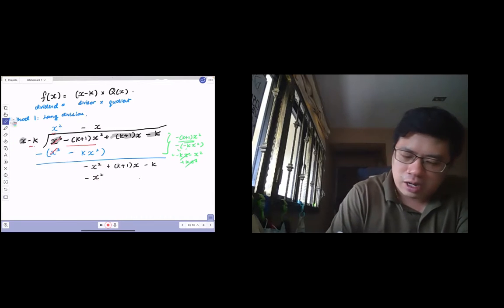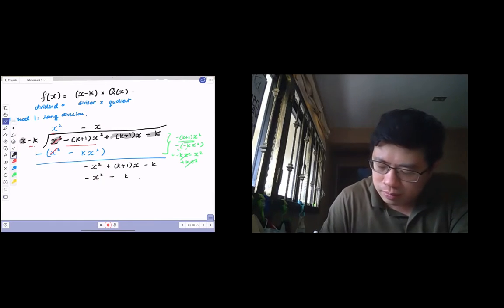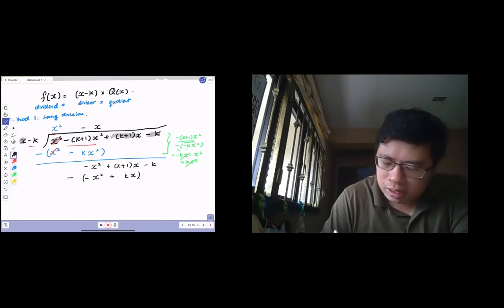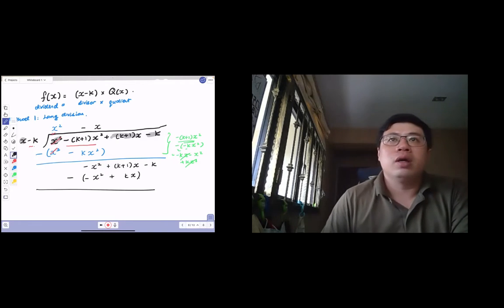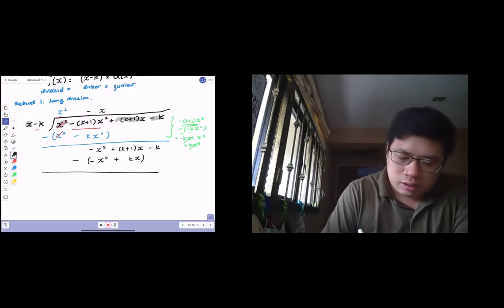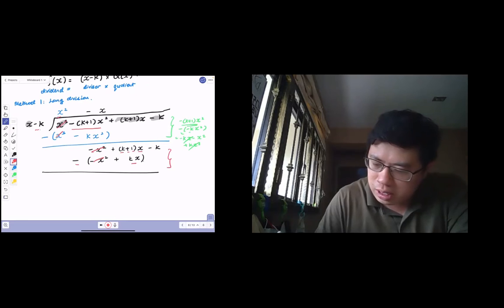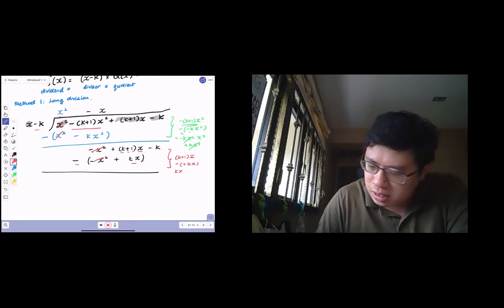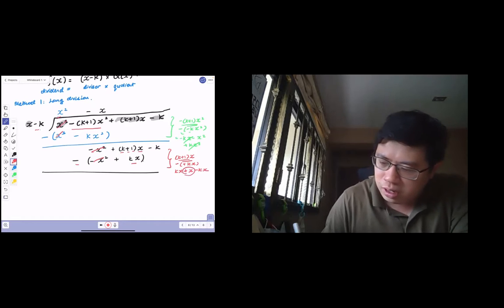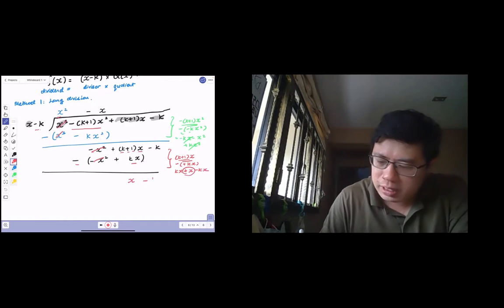Negative k, negative x, that will give you a positive kx. Again, bracket, and make sure that I minus this off. So from here, this cancels off. k plus 1 x minus kx. So again, this is like k plus 1 x minus positive of kx. So what you have is kx plus x minus kx. You are just left with an x minus k.